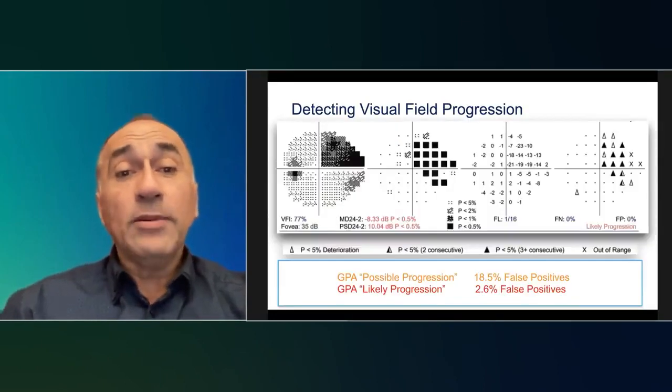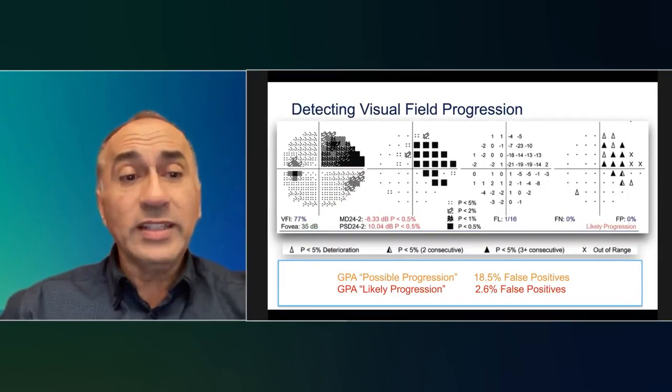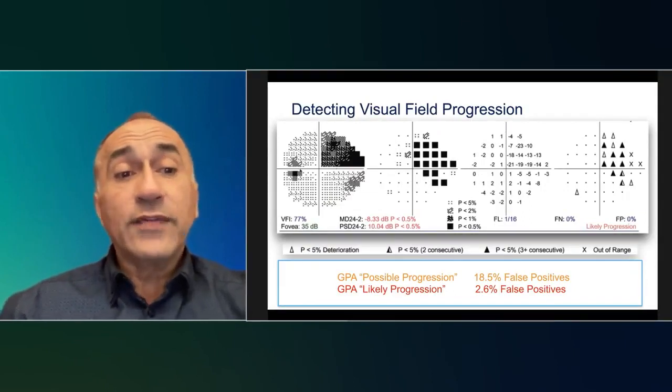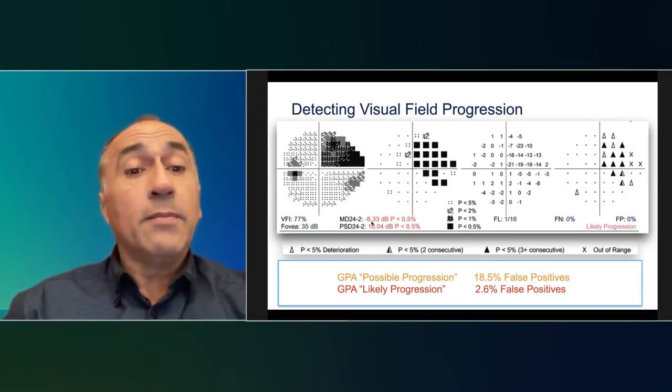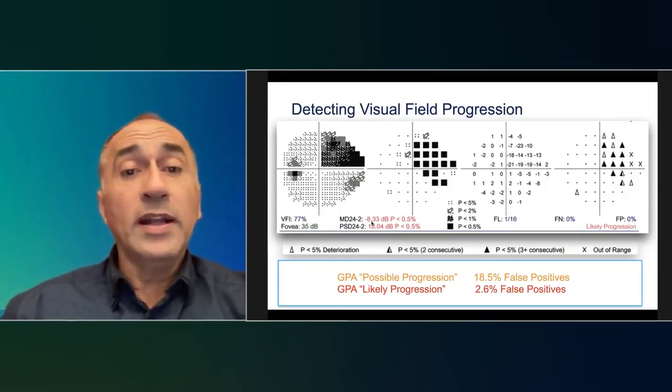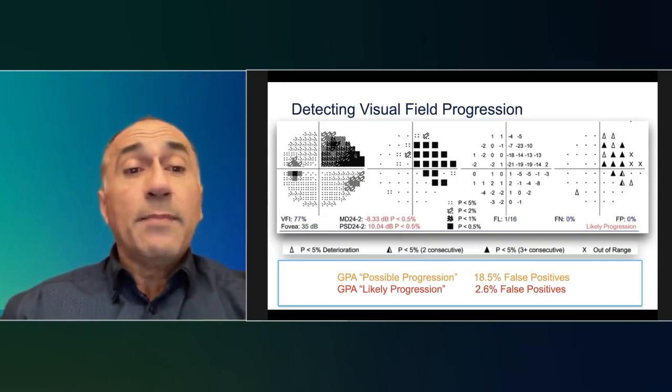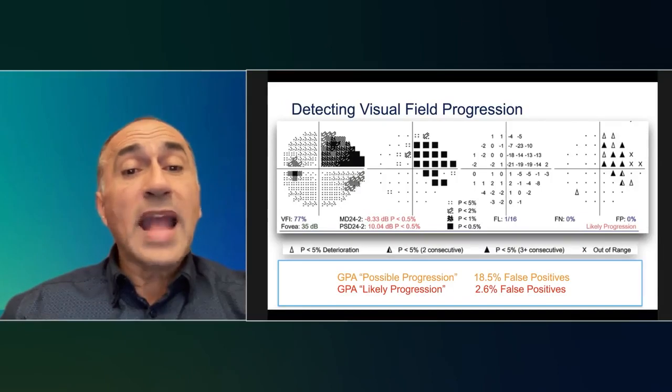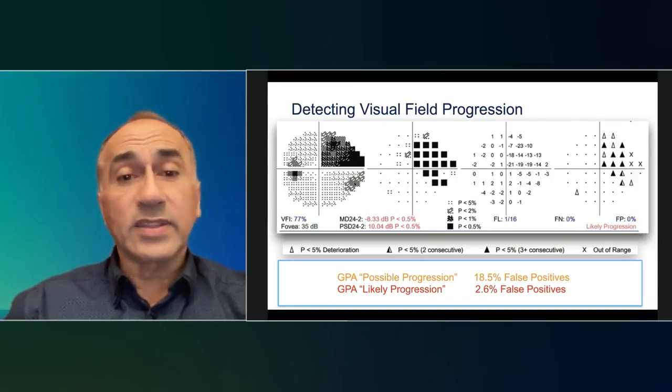So let's give you an example. I haven't shown you the full printout. This is just the last plot on a GPA for event progression. It shows you the latest visual field and the latest global indices. So their visual field index is 77% with a mean deviation of -8. So you would call that moderate parametric glaucoma, and it's got a marked superior nasal step, left superior nasal step, and an early inferior nasal step.